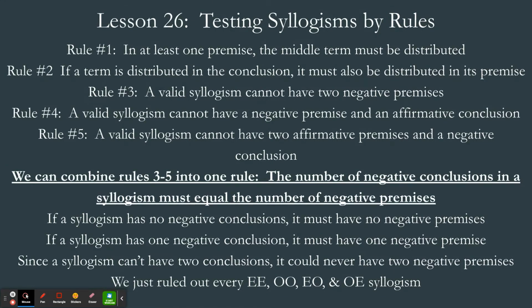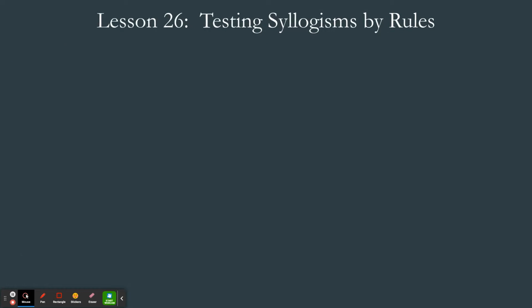So when you're evaluating a syllogism, you can just look at that. Check the conclusion. Is it affirmative or negative? If it's negative, just look up. Or is it OO? Is it EE? And then there you go. You've eliminated over half of the syllogisms right there. So we're going to look at these rules one at a time. I'm going to show you how they work. But what I want you to have on this screen is that the number of negative conclusions must equal the number of negative premises. So let's do this one rule at a time.